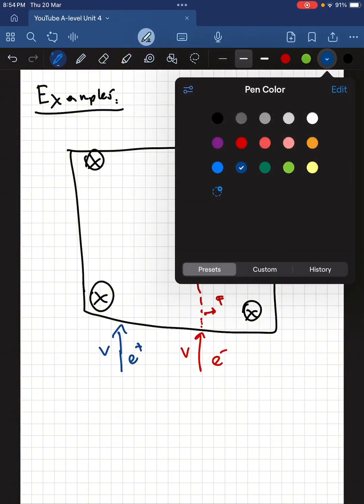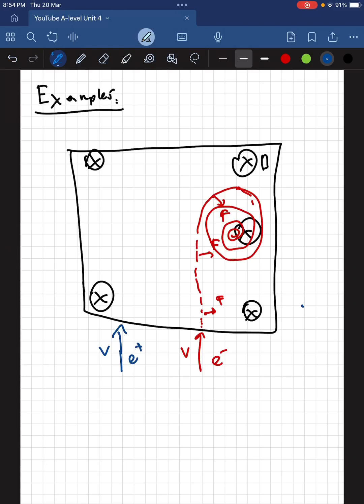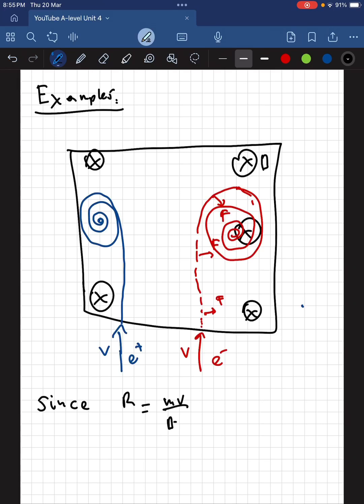Now for the positron, again, Fleming's left-hand rule. In this case, our index finger points in, our middle finger points up in the same direction as the velocity, because this is a positively charged particle. Our thumb points to the left, so the force is to the left. So it's going to move to the left, it's going to lose energy, and it's going to spiral like that. So in opposite directions, okay? So I'm going to write this down. Since r is mv over Bq, if the kinetic energy decreases, the velocity also decreases, and the radius also decreases. Okay, so this is what we observe here.